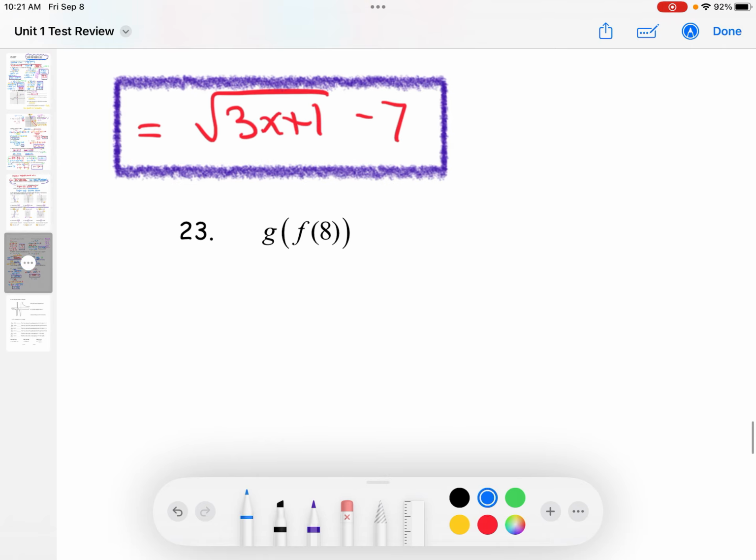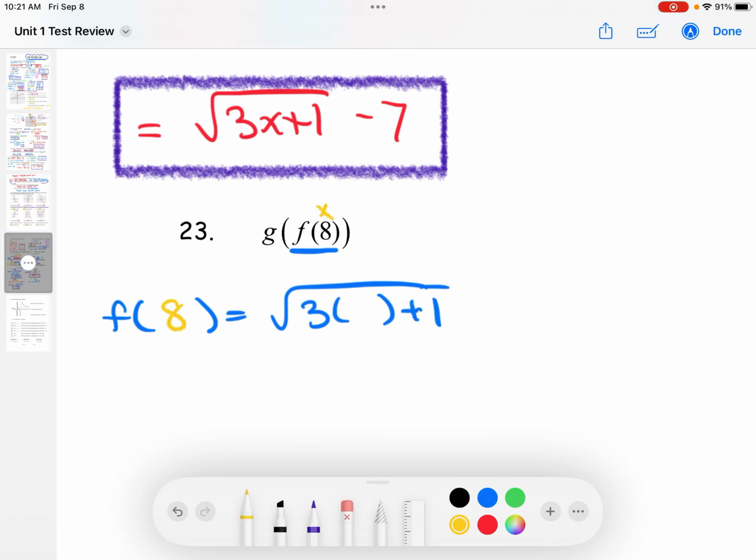And let's look at 23, g of f of 8. We'll start with the inner function f, which says square root of 3 times something plus 1. That something we're plugging in is this 8. So then that is the square root of 25, which does equal 5. If that's a perfect square, you need to simplify it. It's not a plus or minus because the square root sign was already there. We did not take the square root to solve.